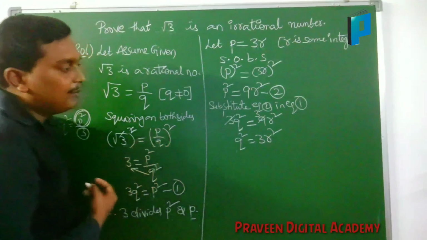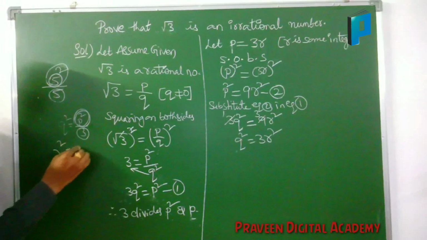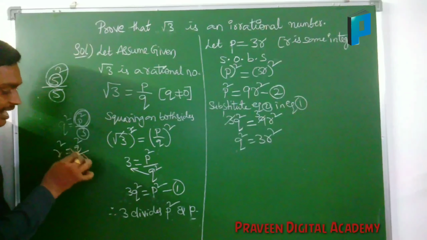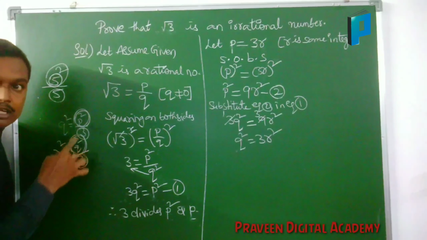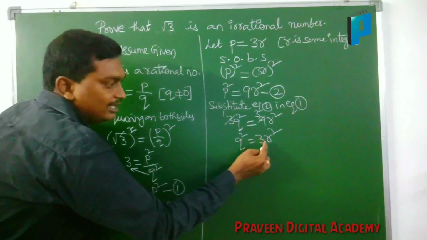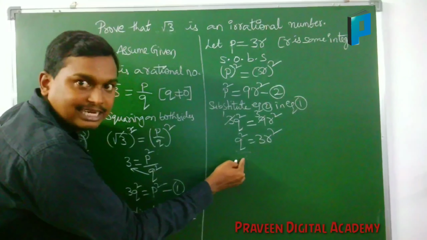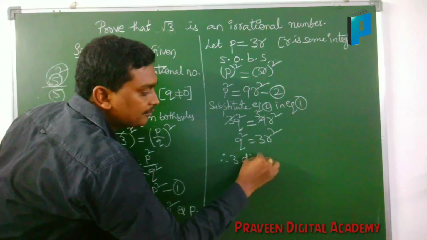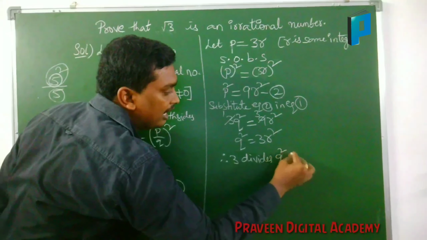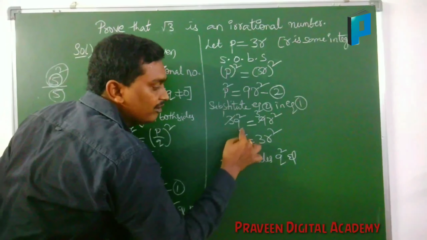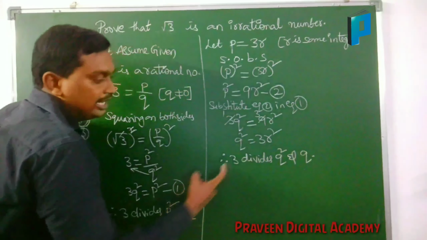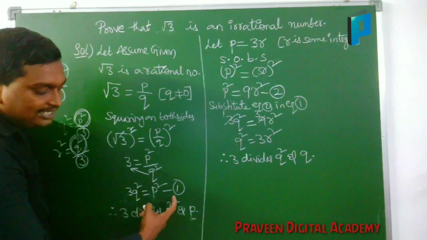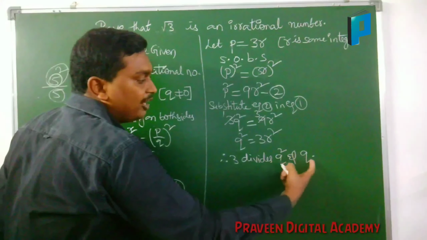These 3 you send here. What it will become? It will become r square is equal to q square by 3. Means this 3 is dividing q square. When this 3 comes here it will become divided by 3. Therefore 3 divides q square, and if it is dividing q square it will divide q also. Look here: 3 divides p square and p, and here 3 divides q square and q.